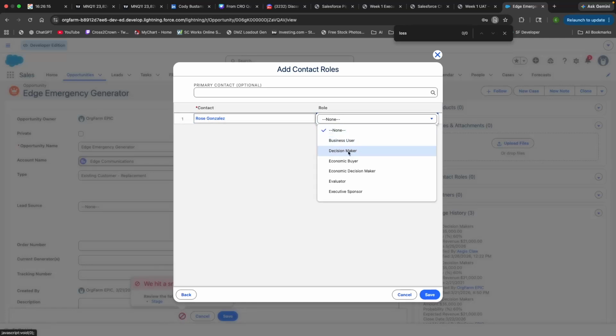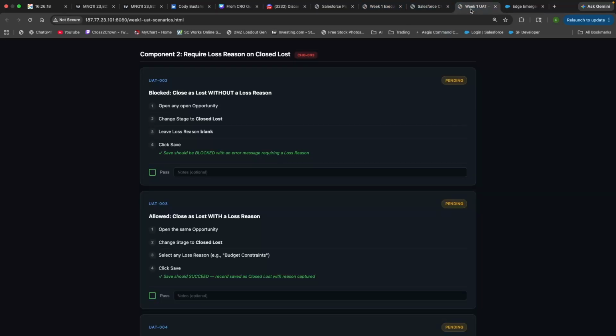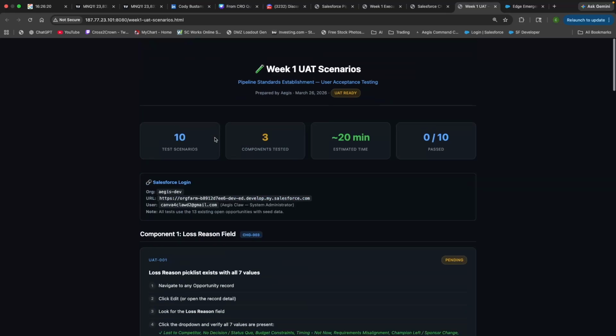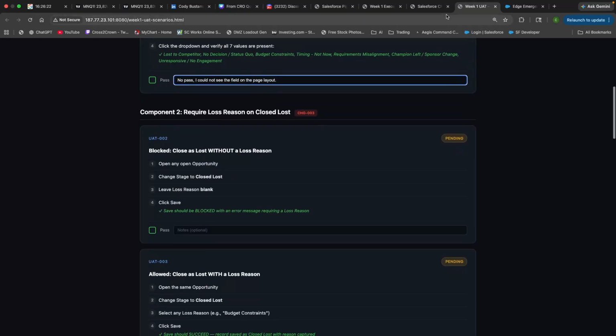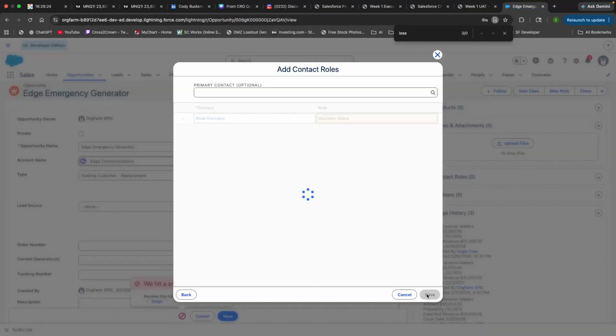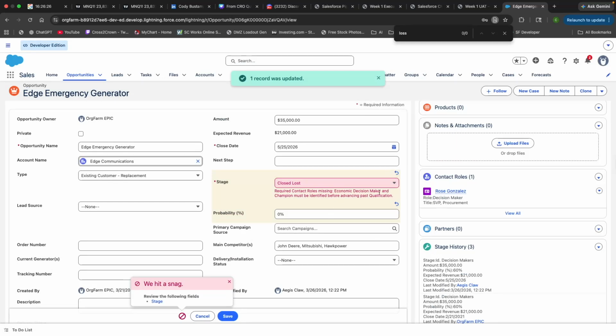Role decision maker. I think that's what it has to be, right? Oh, I don't know actually. I think it's decision maker though. Economic decision maker and champion must be identified. Okay, so that's decision maker. I also have to identify the champion.